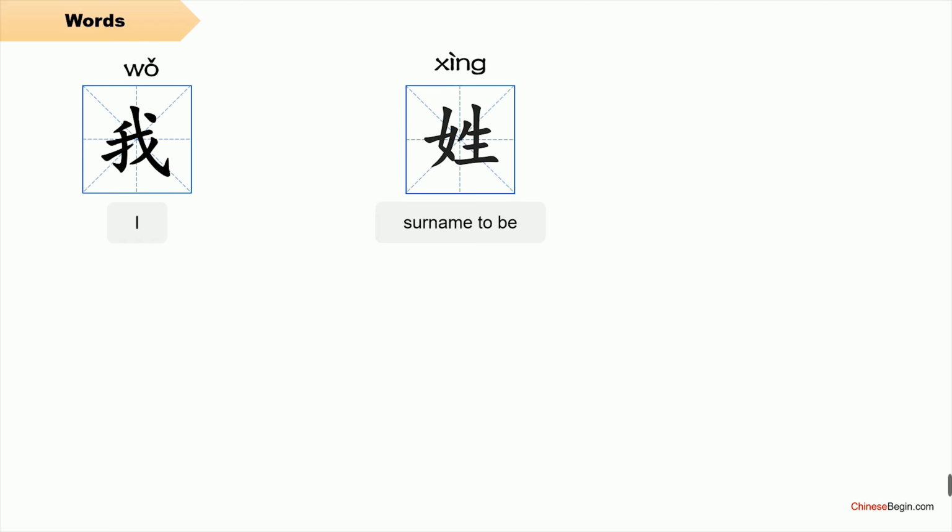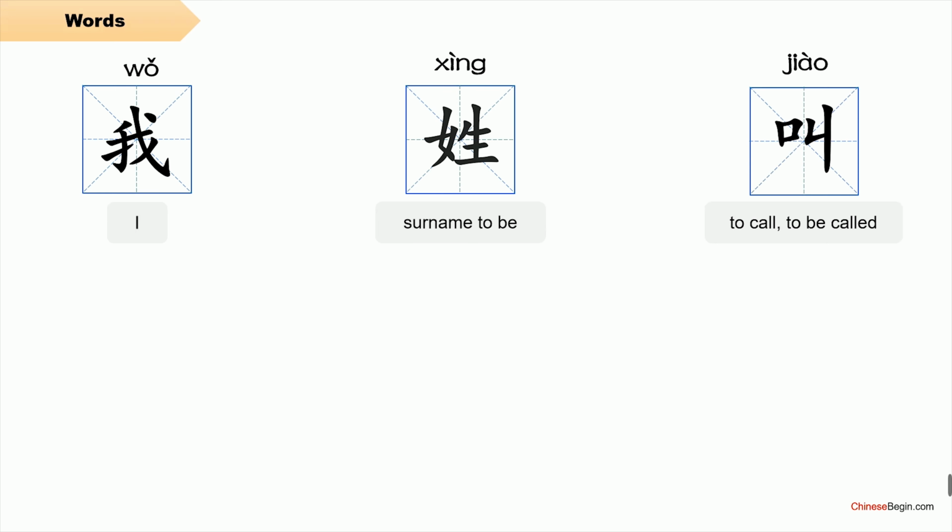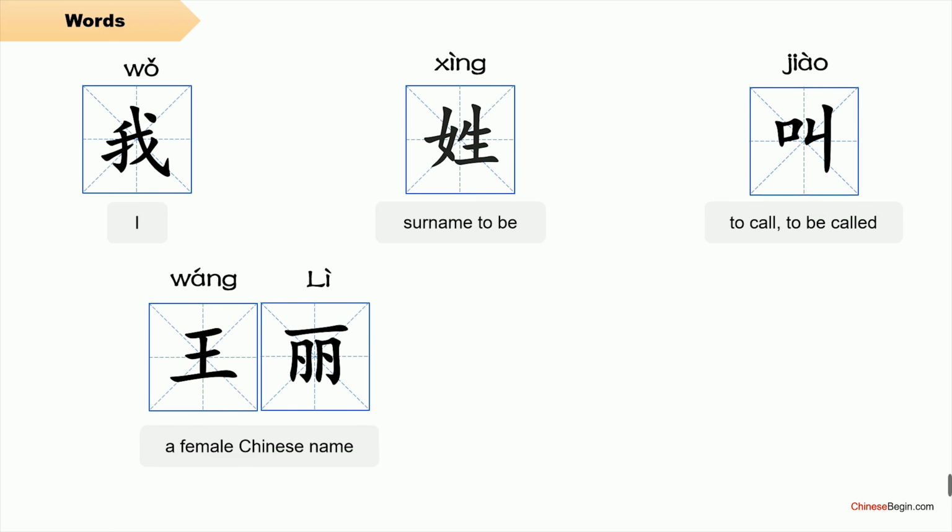And the keywords in this lesson are 我, meaning I and me; 姓, surname or surname to be; 叫, to call or to be called. Wang Ni here is a female Chinese name.